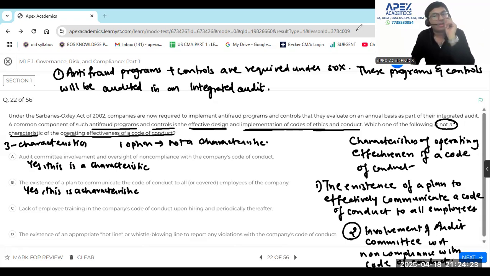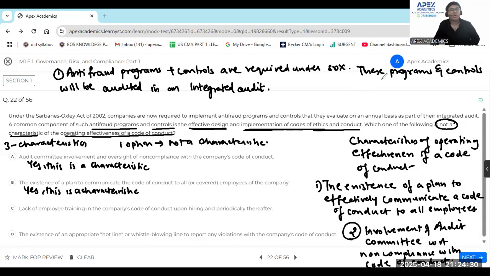Sir, there has to be a mutual elimination of all the points which are not essential. Sir, we are looking for what? We are looking for that one option which is not a characteristic. Sir, A is a characteristic, B is a characteristic. Sir, there is a lack of employee training in the company's code of conduct upon hiring and periodically thereafter.